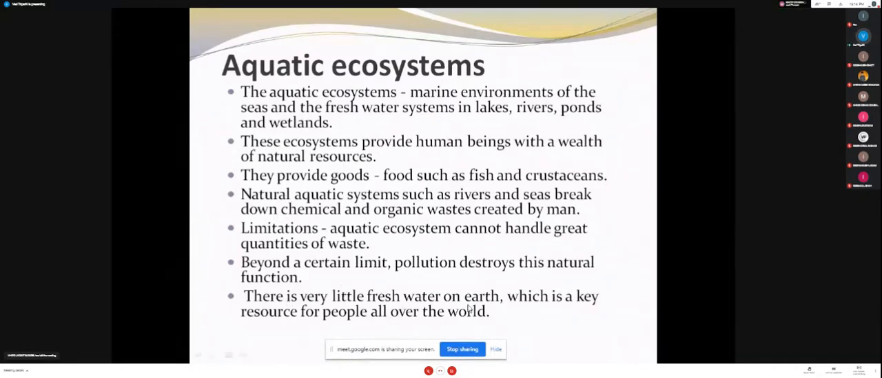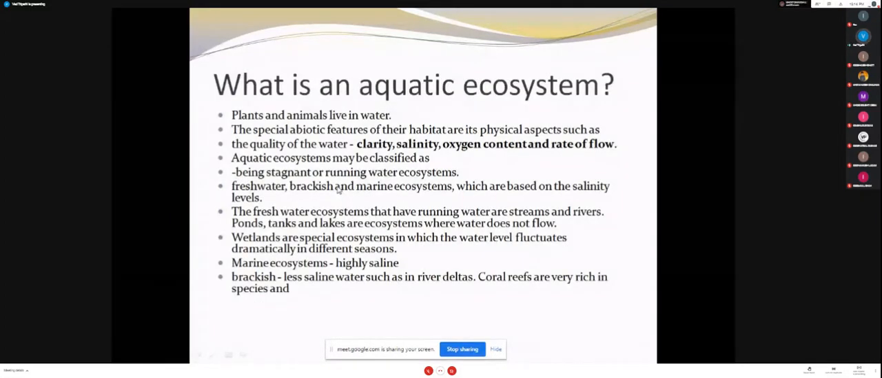There is very little fresh water available, and that is a key resource for us as well as the animals and plants which are dependent upon these aquatic ecosystems. So plants and animals live in water, and some animals live near water and are dependent upon these ecosystems, such as amphibians. The special abiotic features of their natural habitat are its physical aspect.